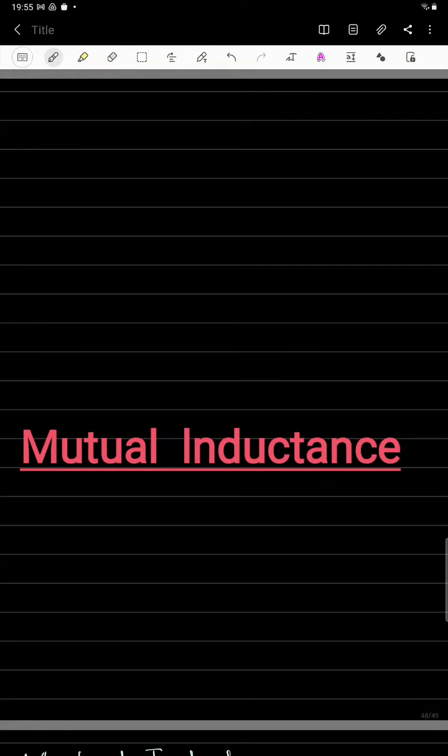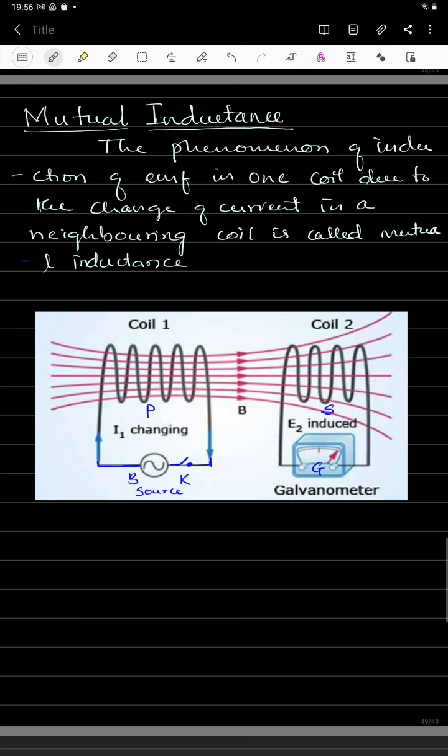Dear students, today's class is about mutual inductance. So, what is mutual inductance? Mutual inductance is the phenomenon of induction of EMF in one coil due to the change of current in another coil. Let us see here how it is performed.